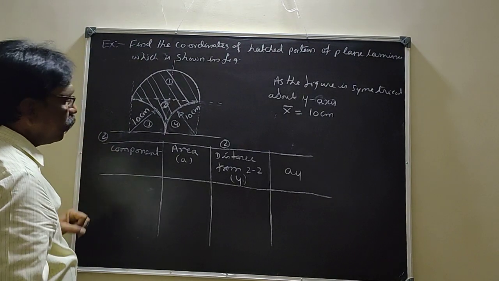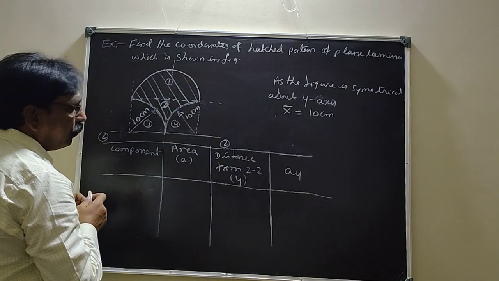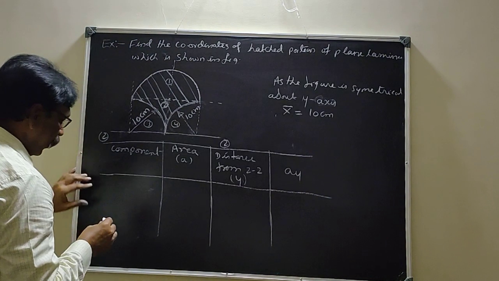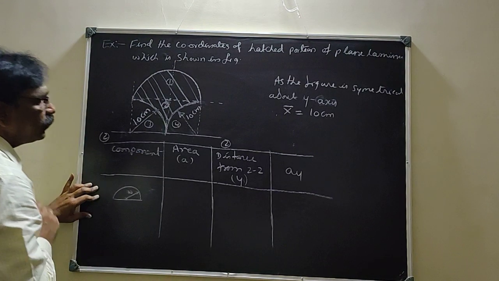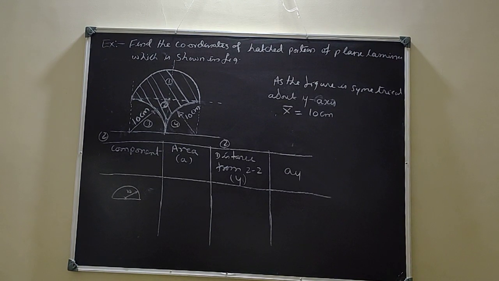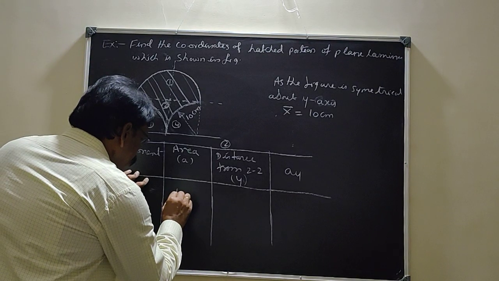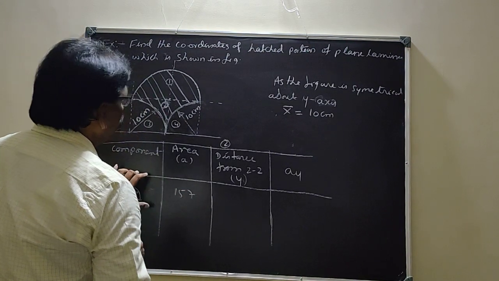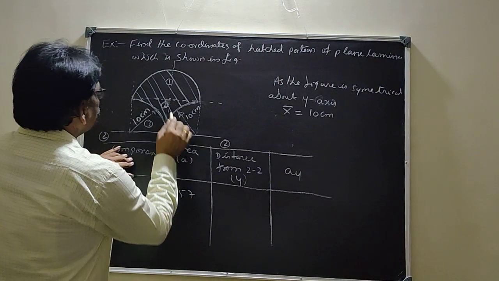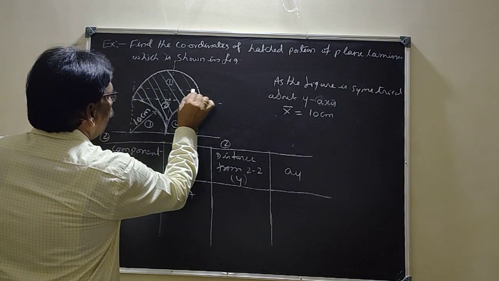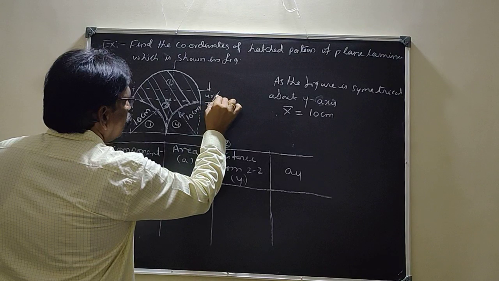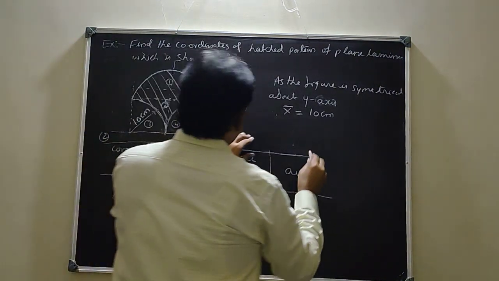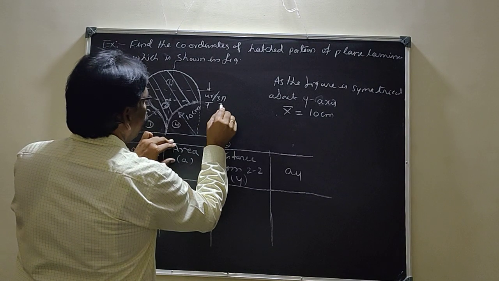So now the other component is, so that means we'll have to find out the y bar. For the y bar, this first component is a semicircle of radius 10 centimeter. So the area of that one will be 157 centimeter square. As far as the centroidal distance y1 is concerned, that will be the centroidal distance as we have derived. So this is equal to 4r by 3 pi.